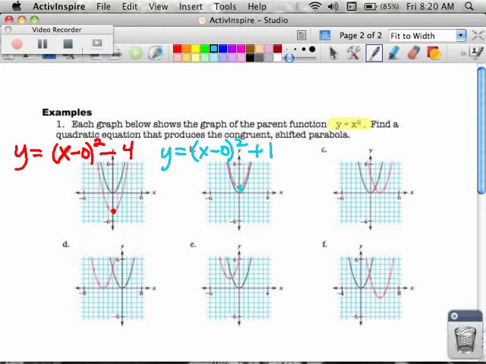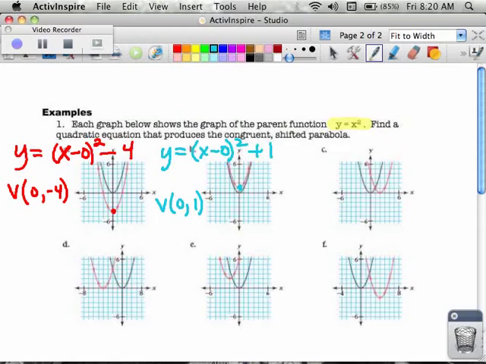Now in the first one, if you're trying to understand what that means, of course my vertex now is at 0, negative 4, if I wanted to talk about that. In the second one, if I was talking about my vertex, I would tell you that it's at 0, positive 1. So in each case, the vertex is telling you how to write the equation.